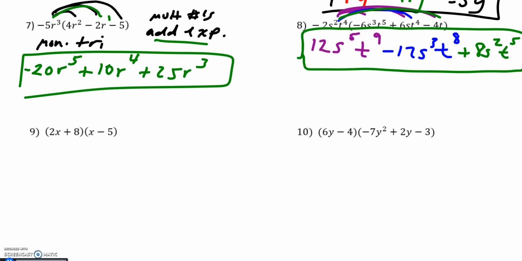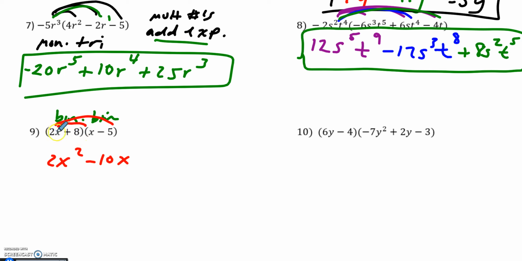Numbers 9 and 10 are, again, using the distributive property. What we're doing is multiplying a binomial times another binomial. But to do that properly, we have to multiply the 2x times both terms in this, and then the 8 times both terms in this parentheses. So if I were to look at the 2x first and distribute that in, 2x times x is 2x squared. 2x times negative 5 is negative 10x.